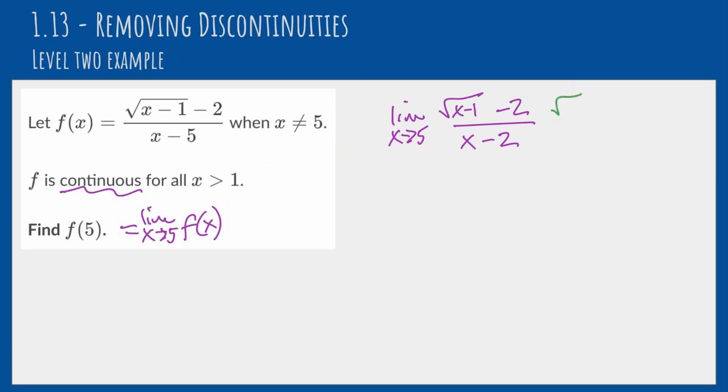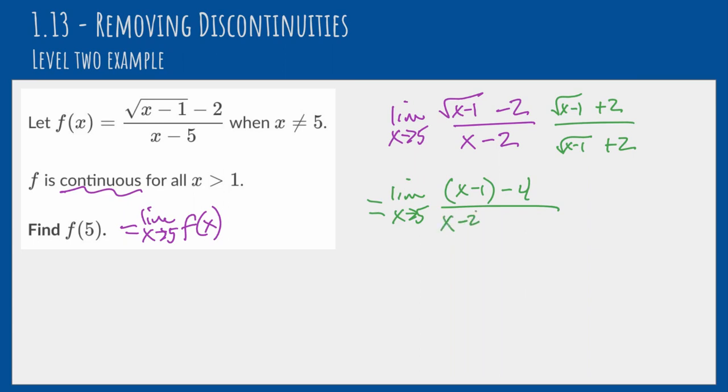We can deal with that here by using a conjugate. So we multiply by the square root of x minus 1 plus 2 on the top and the bottom. So this is going to equal the limit as x approaches 5 of x minus 1 minus 4. And on the bottom, I'm not going to multiply this out. I'm just going to keep it as this. I'm sorry, I made a mistake up here earlier. This should be x minus 5. So this right here is going to be x minus 5.